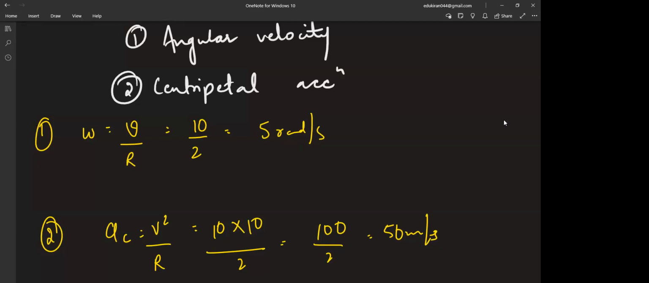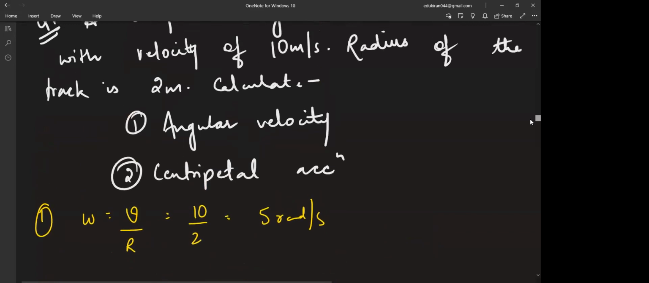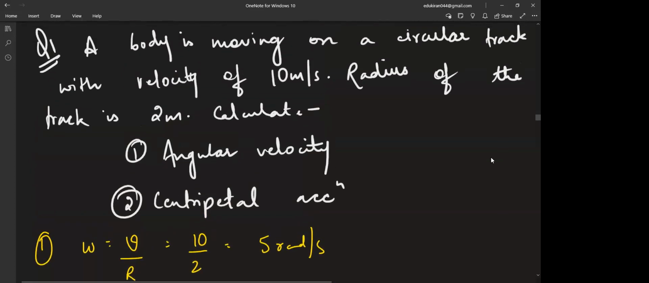Ma'am, could you scroll up? Ma'am, what would be the SI unit for angular acceleration?